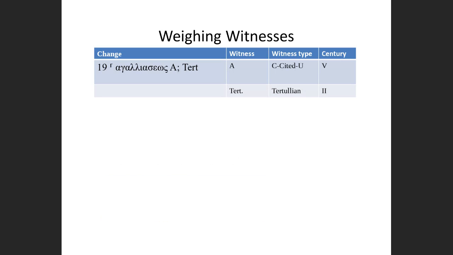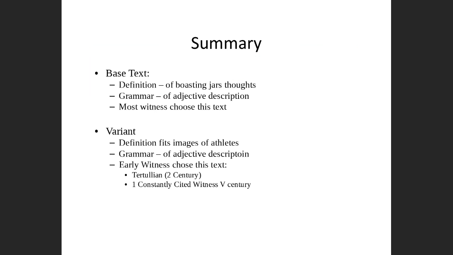So let's go to the next thing. You notice that the A text is consistently cited from the 5th century, and Tertullian's quote is from the 2nd century. Remember, he was in what is now Libya, and he was preaching and was persecuted against. Now, what do you do? You have the base text, which gives you a boasting, might jar your thoughts.